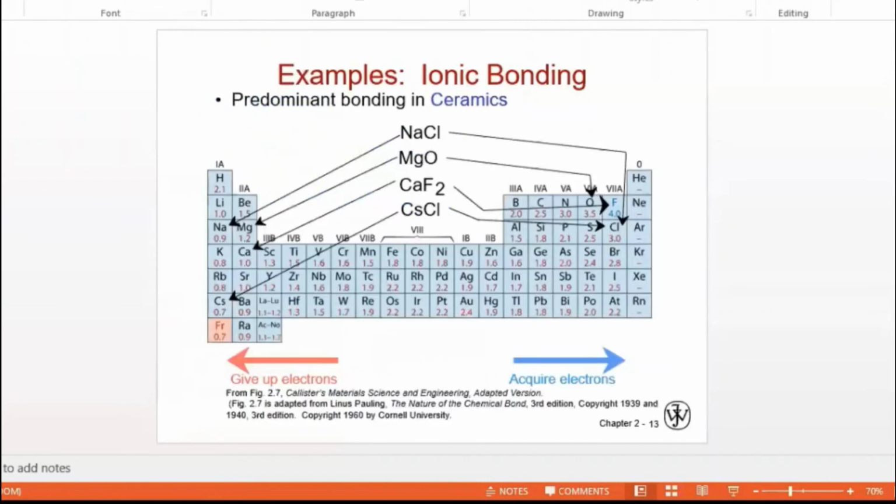In case you have something from this side, maybe the first group, and something on the 7th group, you will have more ionic character, right? Because here and here the difference is so high, so you will have more ionic character.